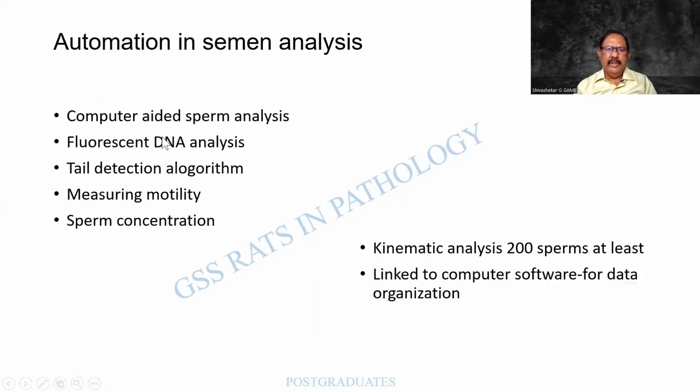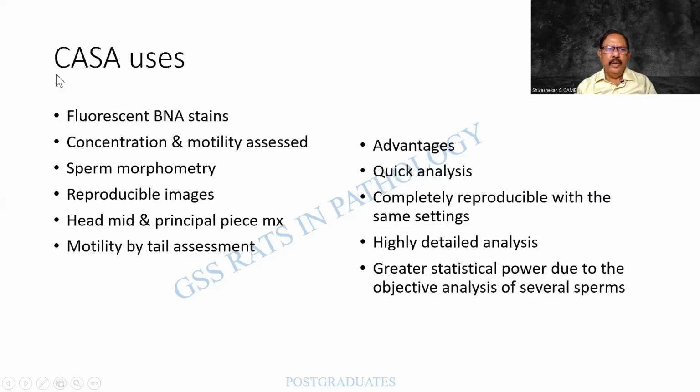Automation can be done just as in the other cell counts. By computer-aided methods, fluorescent for DNA analysis, tail detection by algorithm, and measuring the motility and the sperm concentration. According to this, at least 200 sperms will have to be studied. And these are all linked to the computer software for data. Computer-aided semen analysis. The uses will be this.